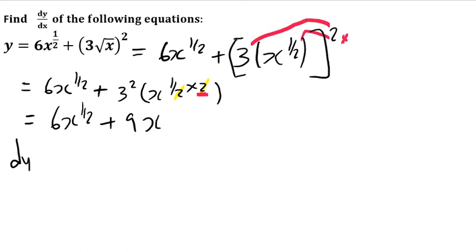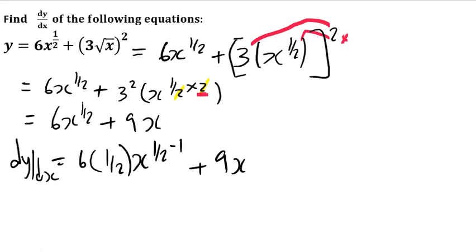So your dy over dx, that's your next step. Remember, after simplifying everything, what do you do? You differentiate. So the next step is to differentiate: 1 over 2, which is your n, x to the power of 1 over 2 minus 1, and then plus 9 x to the power of 1, so 1 minus 1. Your dy over dx is going to be 6 multiplied by half. A half of 6 is what? It's 3. Yes, it's 3.